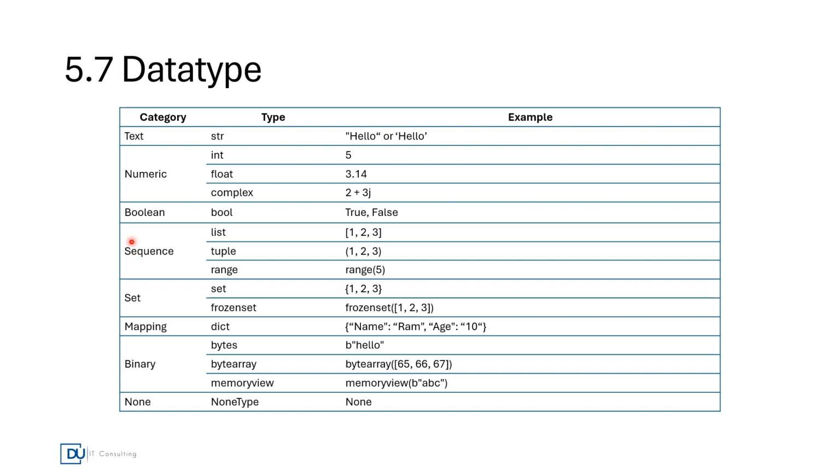And in sequence, we can store a set of values. We'll see that in detail in the coming slides. Then we have set, where we have two types called set and frozenset. Then we have mapping, where we can store a dictionary. A dictionary usually contains details of a person, for example. Then we have the none type, where we can store the value none.